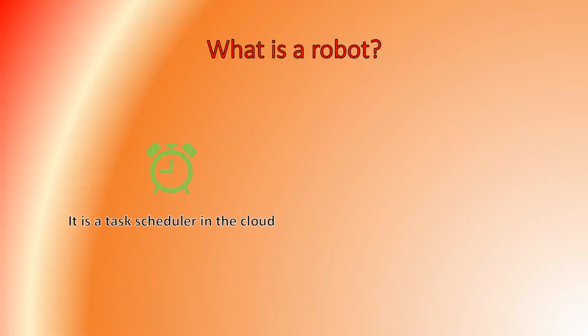A robot, quite simply, is a task scheduler in the cloud. Now, you know that if you write a script in ACL, you can schedule it to run, let's say, at 6 p.m. every evening in Windows Task Scheduler. Now, instead of using Windows Task Scheduler, if we have access to this program called robots, we can go and schedule a robot. We can get this robot to run a script. So we basically have a task scheduler in the cloud. Now, let me explain a bit better.